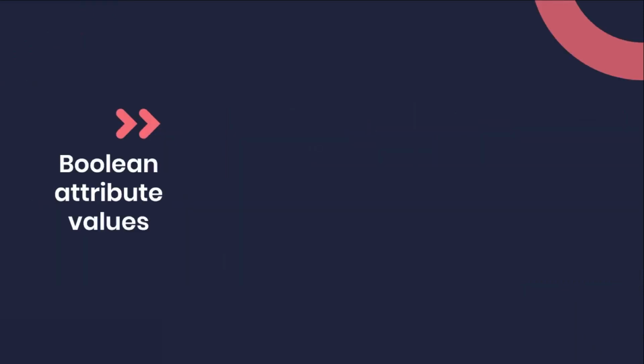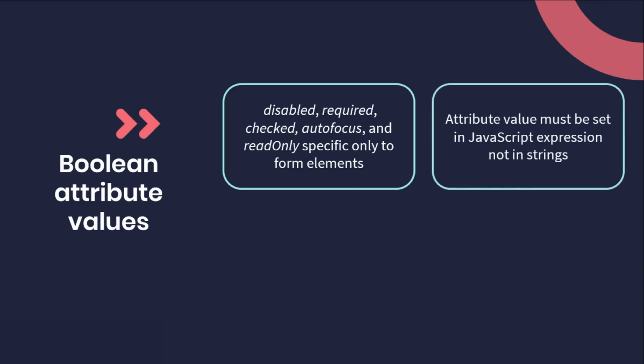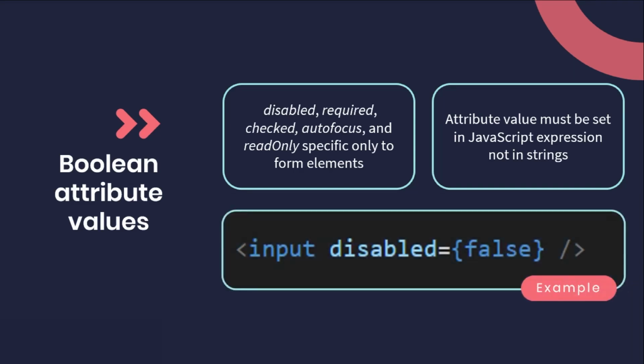And last but certainly not least is some attributes such as disabled, required, checked, autofocus, and readOnly are specific only to form elements. The most important thing to remember here is that the attribute value must be set in the JavaScript expression, that is, inside curly brackets, and not strings. For example, use false to enable the following input.